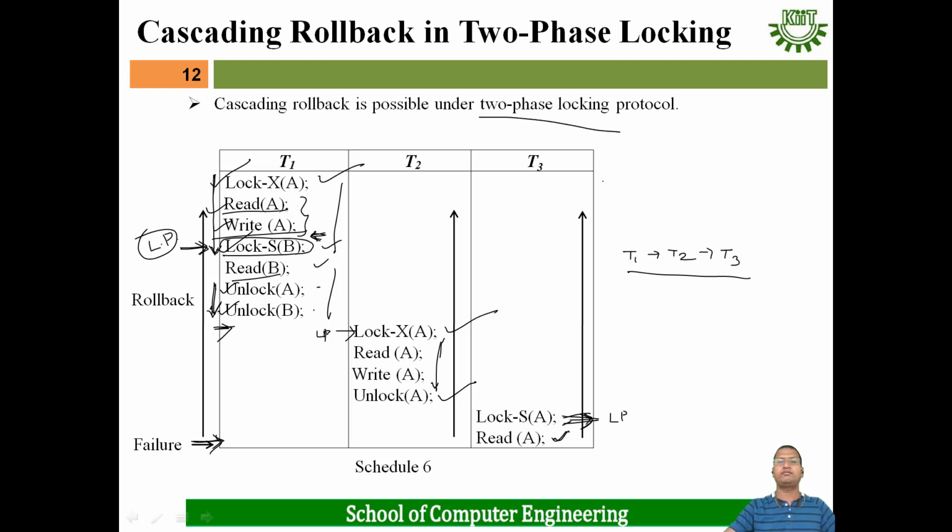So even if we are applying two-phase locking protocol for concurrency control, to avoid the concurrency control problem, cascading rollback is still possible in this case. This is the problem in two-phase locking protocol. But serializability is maintained in this case.